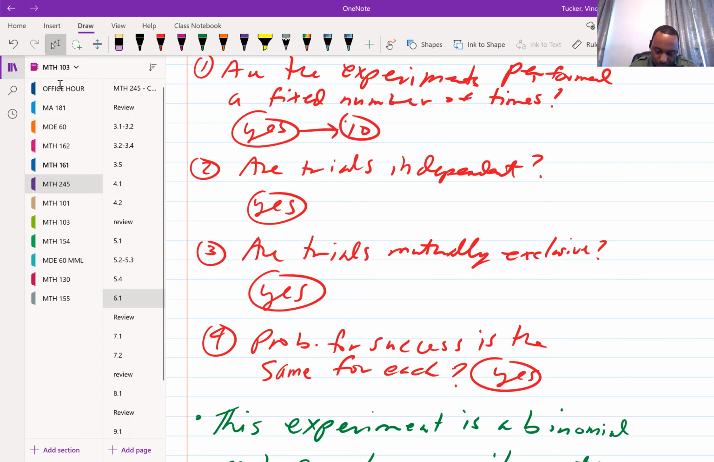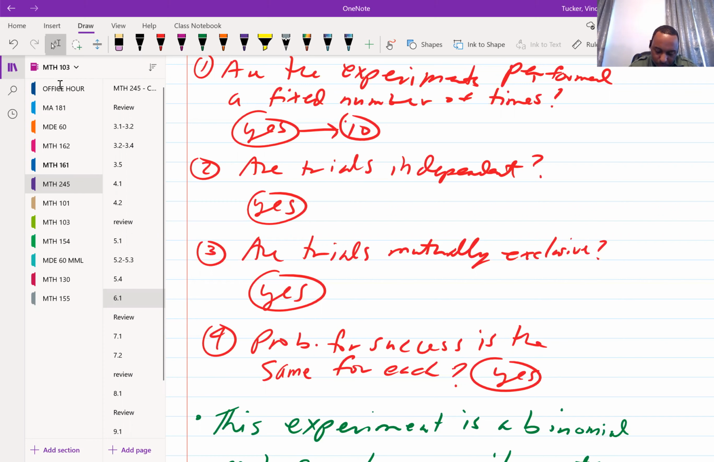So the number of trials is 10. The probability of getting somebody who chose chocolate as their favorite is 28%. The probability of getting somebody who does not have chocolate as their favorite is 72%, because we're subtracting 28% from 1.